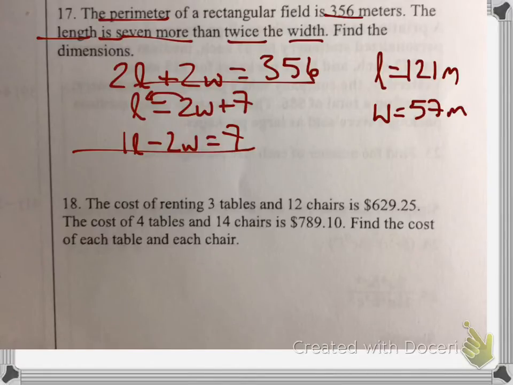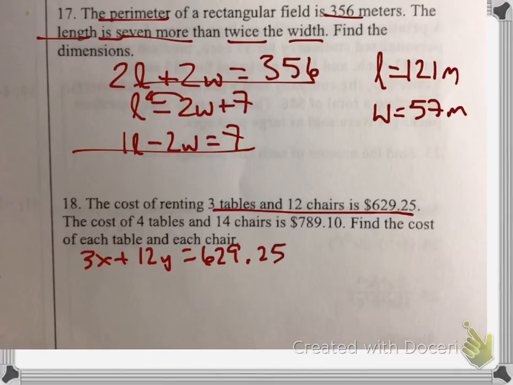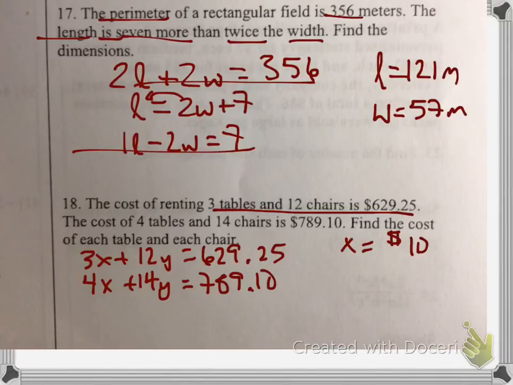Okay, here it goes straight in order. 3x plus 12y, I have no clue why I'm writing 4y when it says 12, 12y is equal to 629.25. 4x plus 14y is equal to 789.10. Okay, so when you plug that in, you will find out that x is equal to $109.95 and y is equal to $24.95.